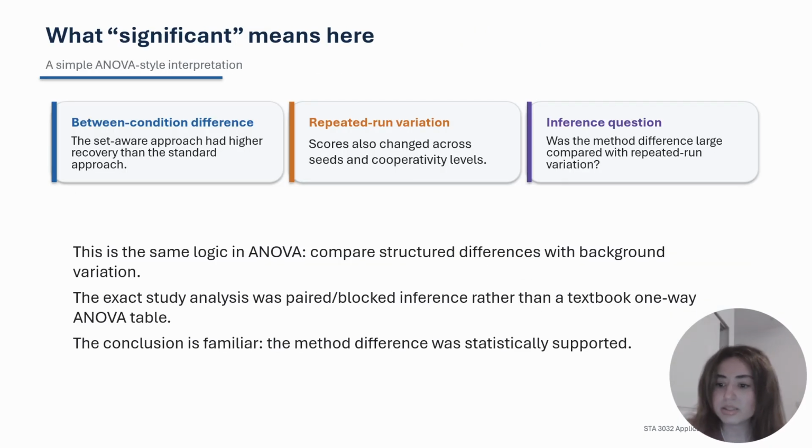So let's discuss what significant means. It's not simply a higher average. As I discussed, the importance of ANOVA is not just comparing whether this average is higher than the other one. We had the R approach, which was the set-aware approach. It had a higher average, but it also contained the variation across the replications.